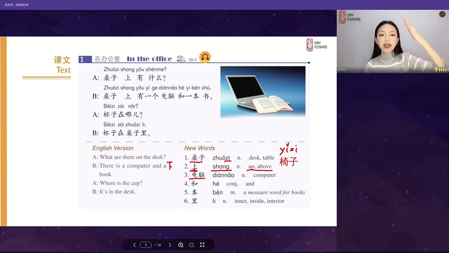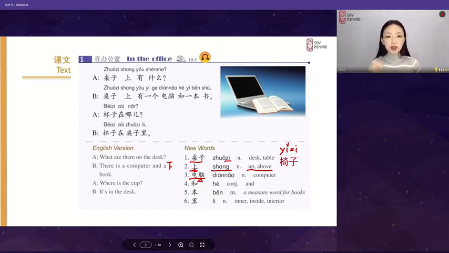Read after me, please. 电脑. Please pay attention to the 脑. It is a third tone word, but because it is in a disyllabic word, we will read it as a half third tone, okay? 电脑. Okay, means computer.